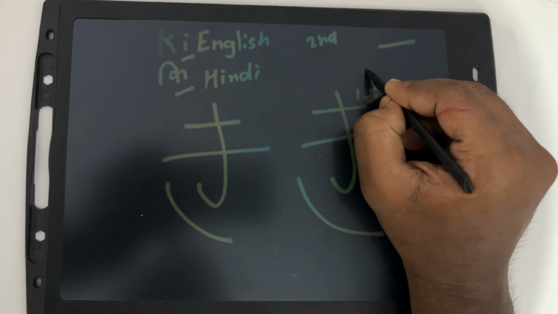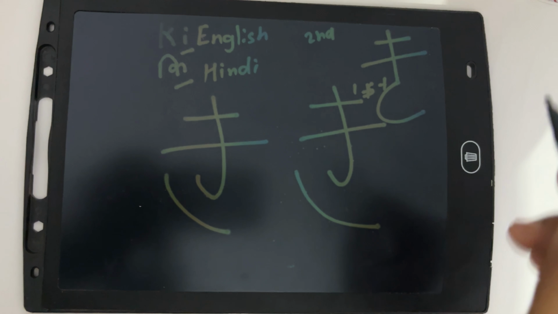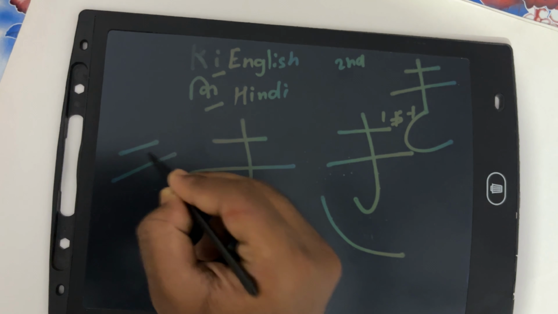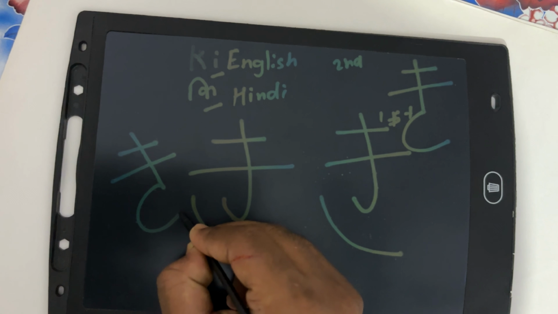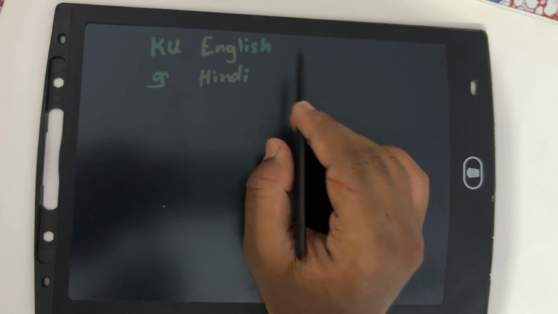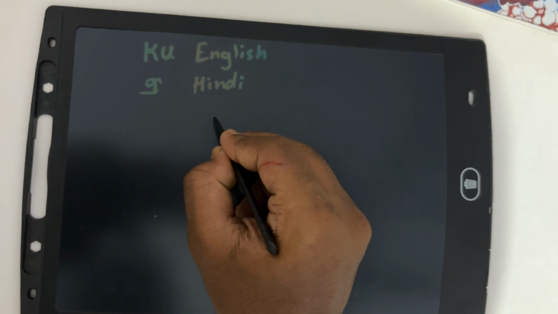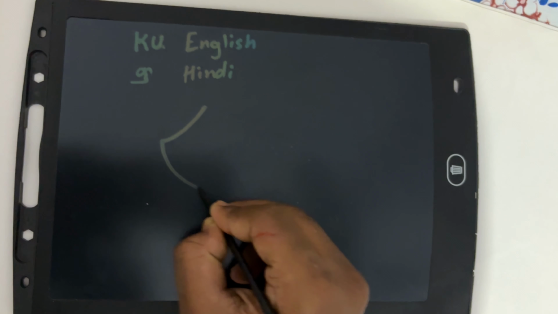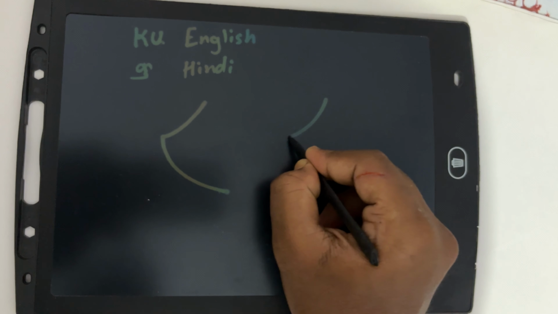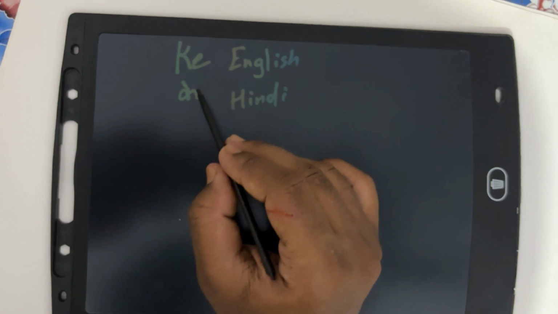Once more. Next word is ku. In Japanese, once more. Okay. Next word is Ke.